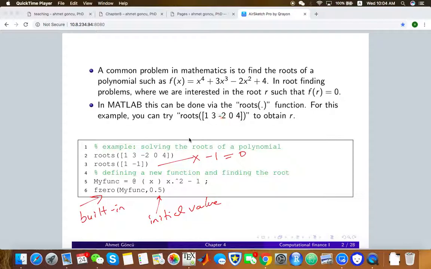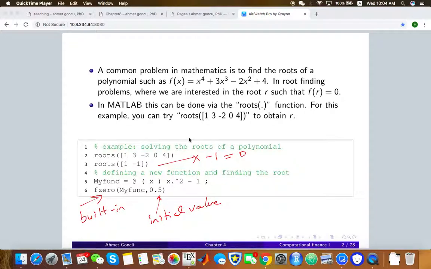So if you type the coefficients of your polynomial starting from the highest order term, MATLAB's built-in function can be used to obtain the roots of this function. Basically, that gives you f of r equals 0. And you can see some examples of this here. In another example, roots 1 and minus 1, this corresponds to the polynomial x minus 1, and the root finding means basically x minus 1 equals 0, so we are looking for this x value.